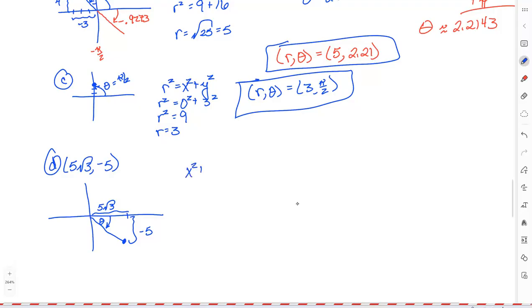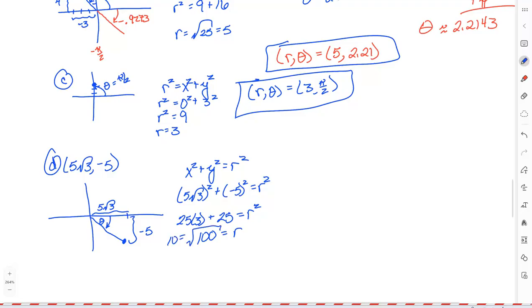So I know x squared plus y squared is equal to r squared. So I have 5 square root of 3 quantity squared plus -5 squared is equal to r squared. So when I square both of these, this is going to be 25 times 3 plus 25, and that's equal to 100, and the square root of 100 is 10. So I know r is equal to 10.